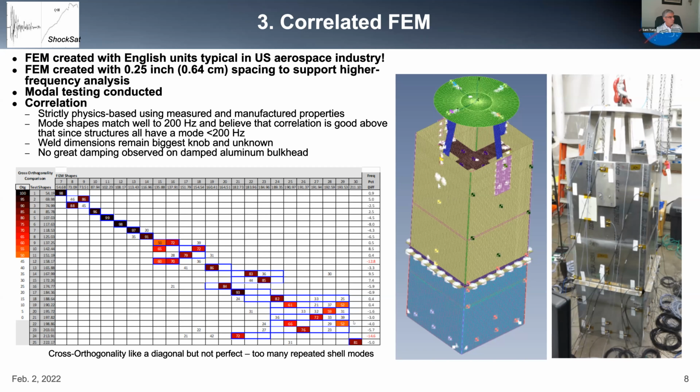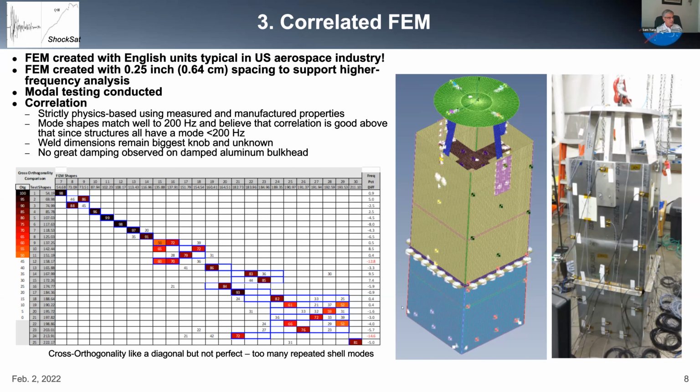One thing we did note in this test is that this pink line is a welded bulkhead. It has a damping material on it, Sorbothane. Perhaps it wasn't attached well, or we don't know. We have the mass accounted for, but we don't see any damping from that. We thought we would have some, but we didn't.